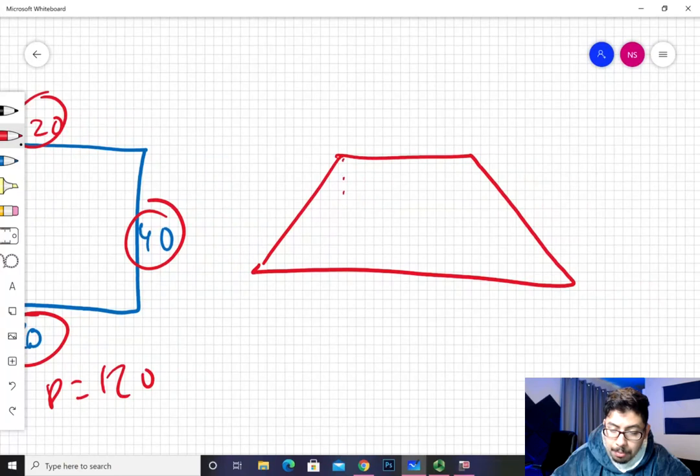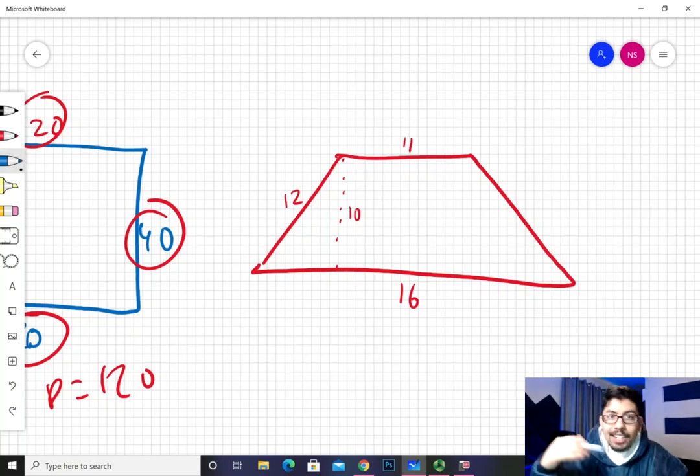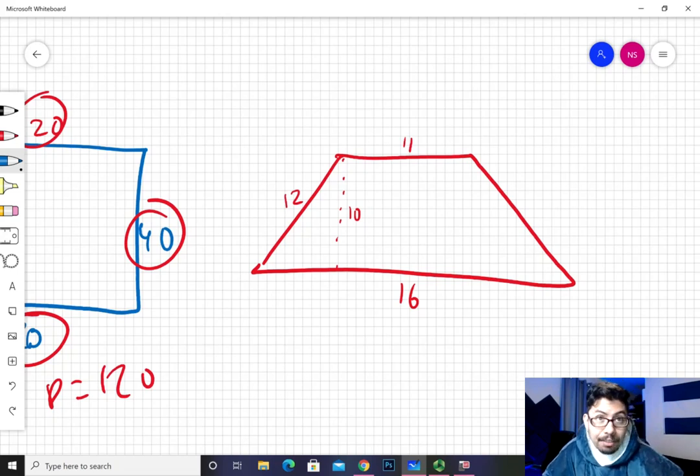Let's say they gave us some measurements here. Now, the trapezoid, they might display it like this. 10, 12, 11, 16, right? They might give you something like this, and I ask you to find the perimeter. It is just adding all the outsides. This 10 here is symbolizing the height of the trapezoid, which, by the way, hint, hint, is going to be used to find the area. That's why they give it there, right?